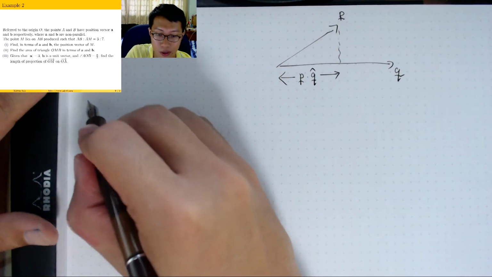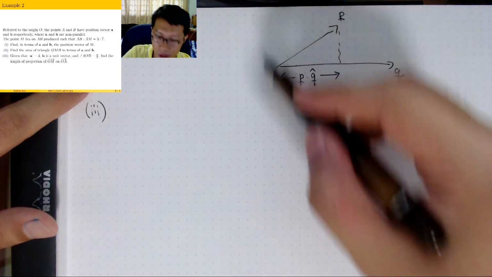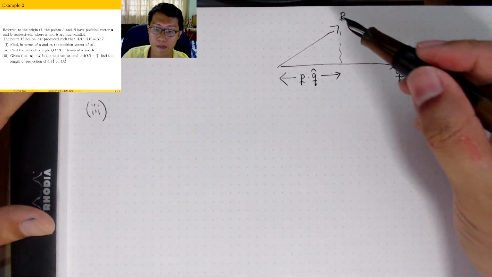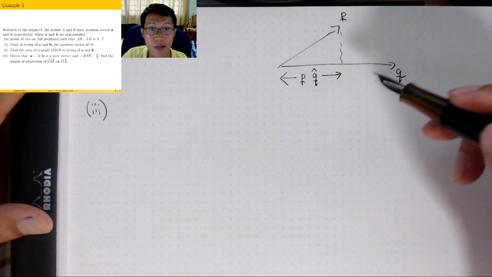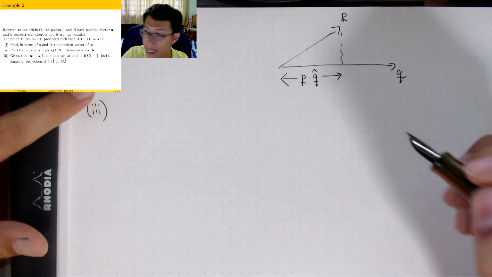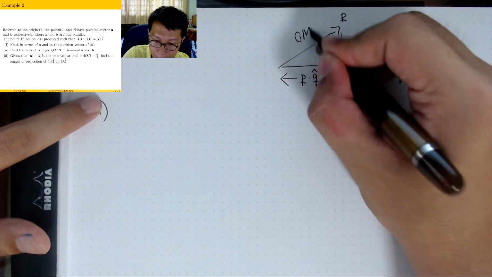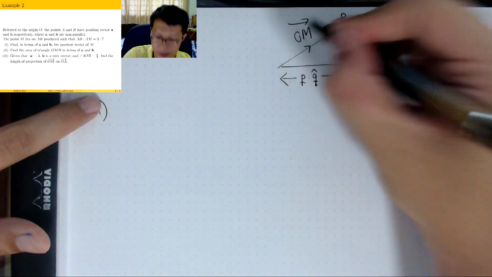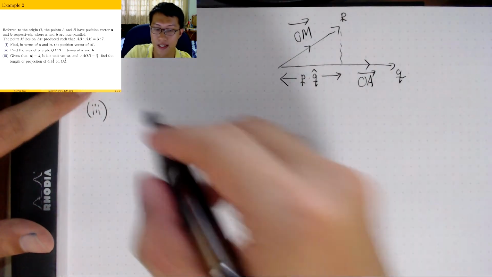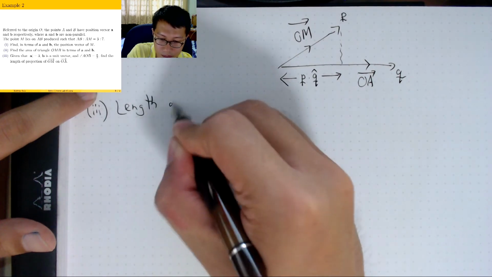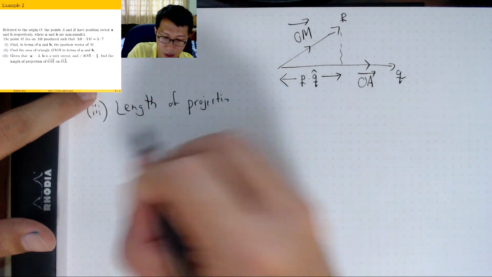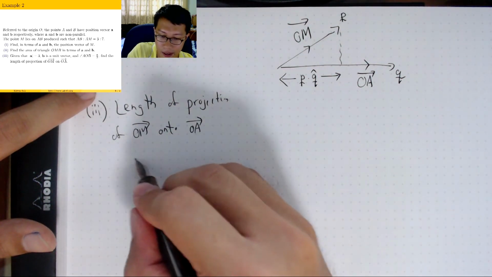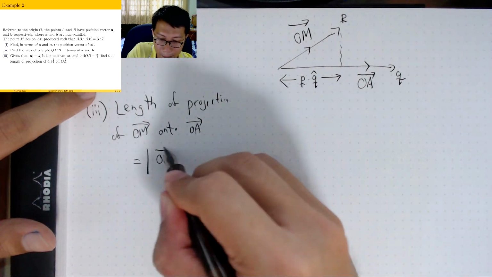So part 3 of the question mentions the length of projection. If you recall our earlier formulas, I've changed the letters around to avoid confusion. The length of projection of P onto Q is given by the formula P dot Q hat, where Q hat is the unit vector for Q. So for this particular question, we find the length of projection of OM onto OA. Okay, so let's apply our formula. Our length of projection of OM onto OA is given by magnitude of OM dot OA hat.